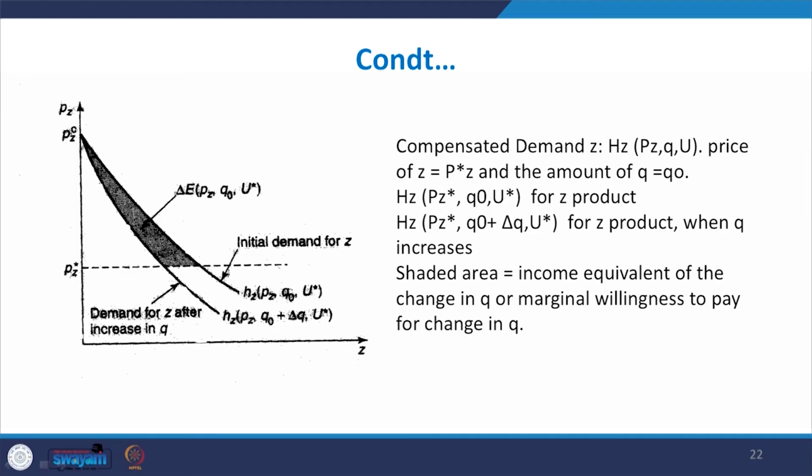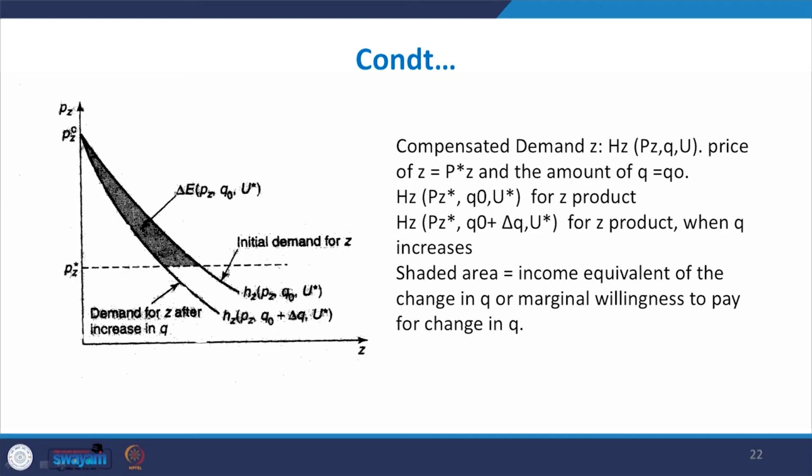P star Z is the price of the Z product. So, given the price and income, the compensatory demand for Z is equal to Hz bracket Pz, Q, U, where the price of Z is equal to P star Z, and the amount here is Q0.